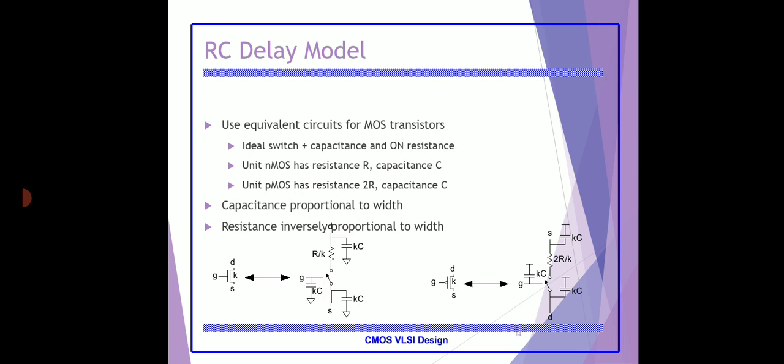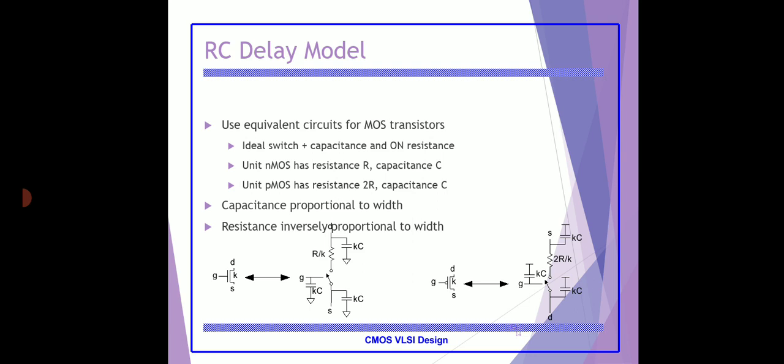Next one is the RC delay model. In this RC delay model, you can see an equivalent circuit for the MOS transistor. It contains the ideal switch, capacitance and on resistance, for the unit PMOS and unit nMOS. In the case of unit PMOS, you can see the 2R resistance compared to the nMOS, and the capacitance will be seen for both PMOS and nMOS. The capacitance is proportional to the width, and the resistance is inversely proportional to the width.